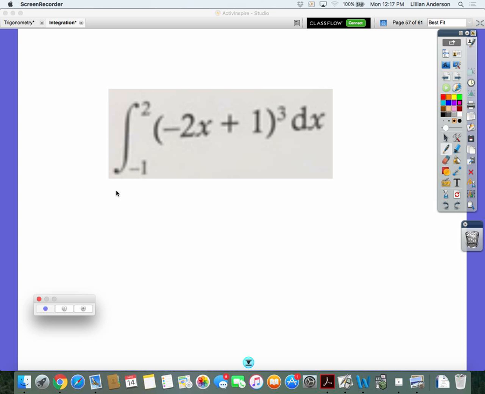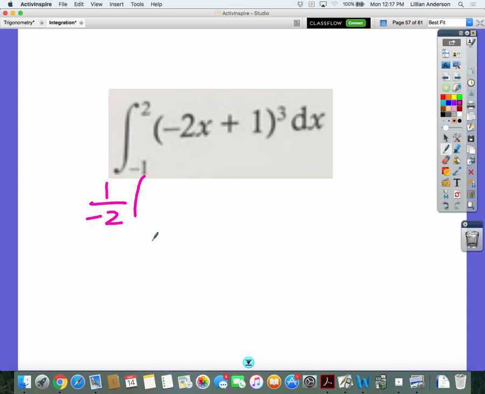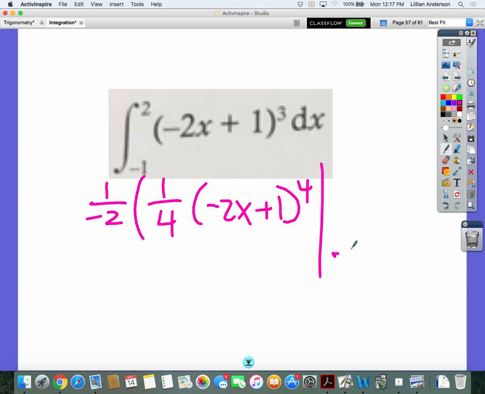Remember, you take the antiderivative, so 1 over negative 2, 1 over a, 1 over n plus 1. You're evaluating that from negative 1 to 2. When you plugged it in, yes, they canceled out for a big old loose egg of a 0.